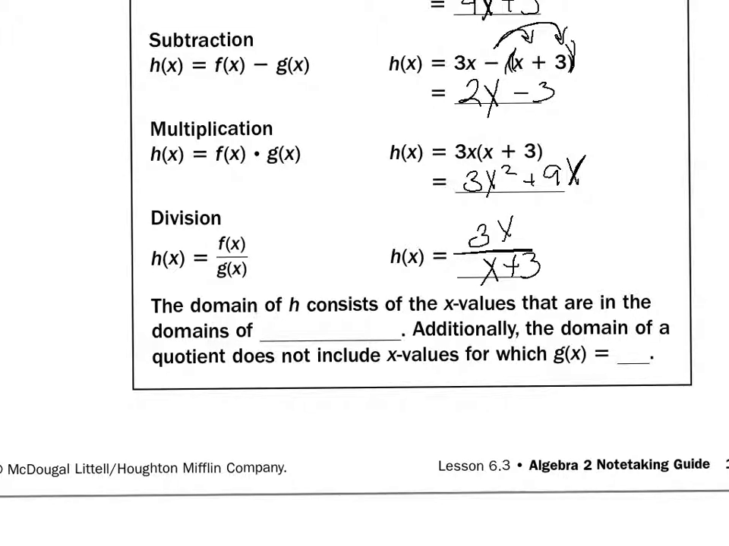The domain of h consists of all the x values that are in the domains of f of x and g of x. Additionally, the domain of the quotient does not include values for which g of x is 0. So if we look up here, we can't put a -3 in here, because if we have a -3, we would be trying to divide by 0. So this domain would not include -3.